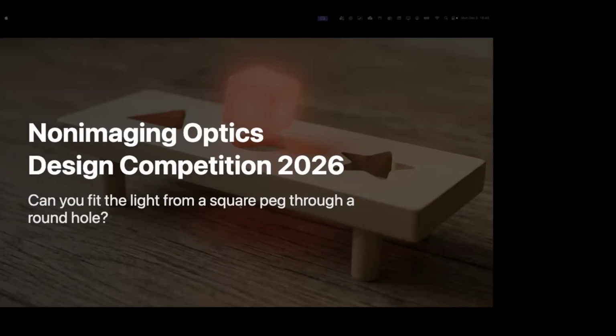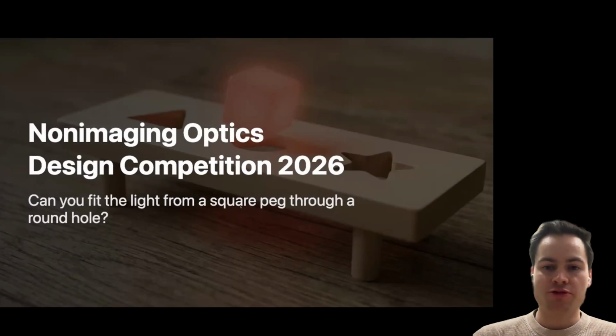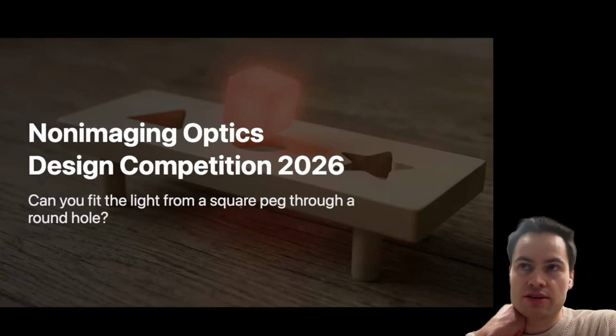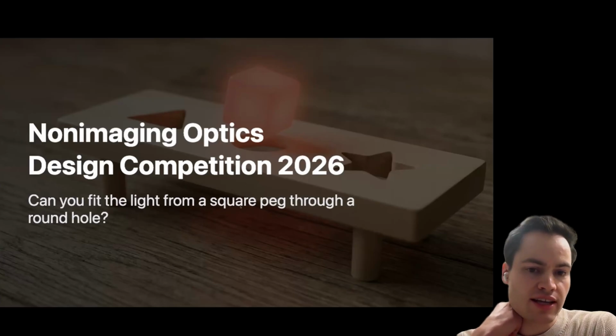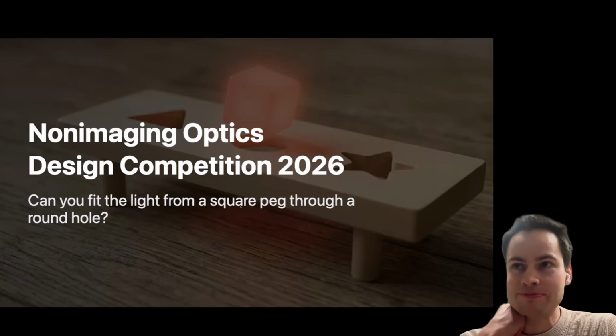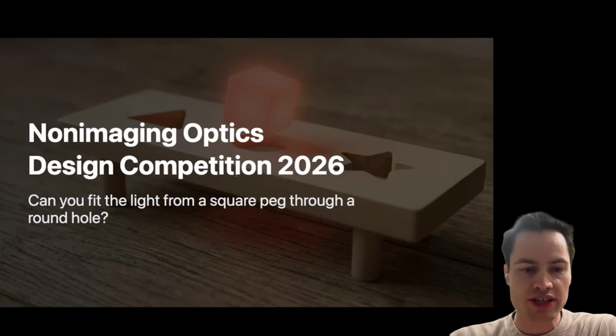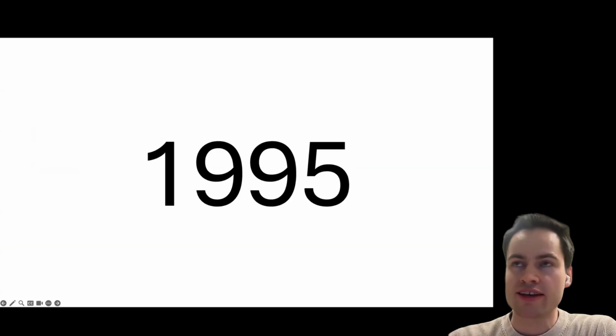Now it's time for the Nonimaging Optics Design Competition for 2026. And the question that we are asking is, can you fit the light from a square peg through a round hole? But before we go into details, I want to take a step back and go back in time 20 years to 1995. Because this is not the first time that we have run a design competition at this conference.